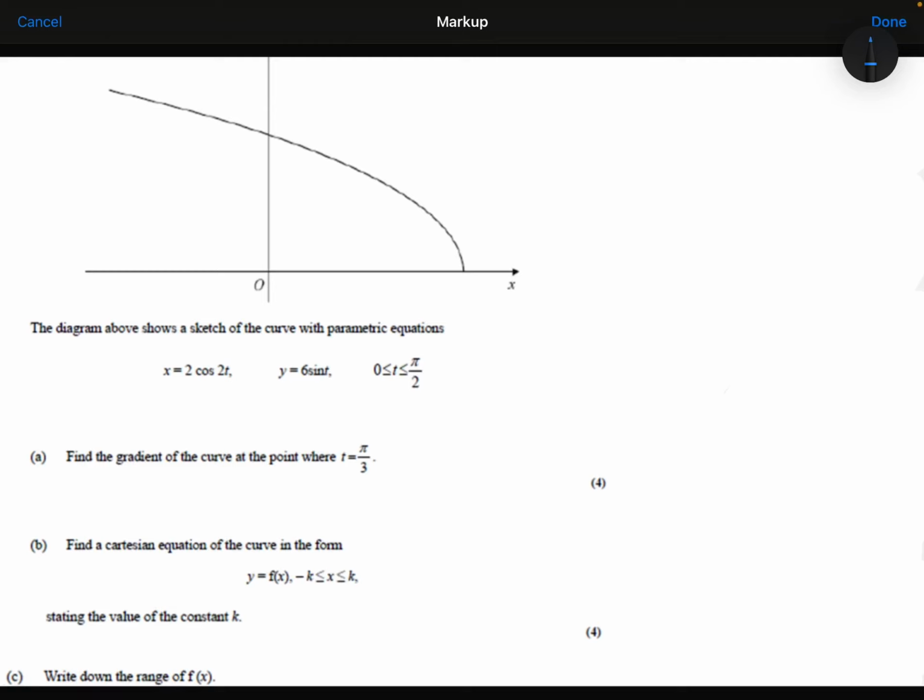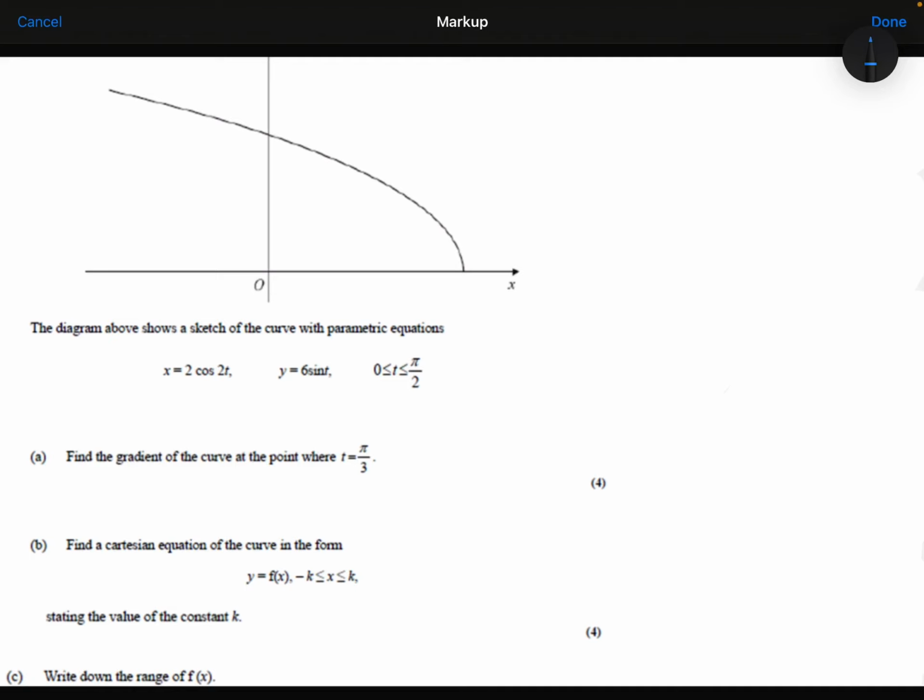The diagram above shows a sketch of the curve with the parametric equations x equals 2 cos 2t and y equals 6 sin t, where t is between 0 and pi over 2.